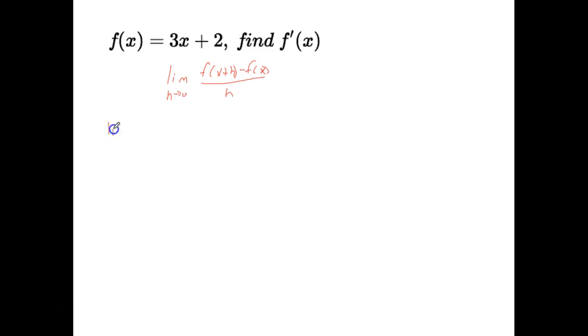So we're going to have the limit as h approaches 0 of 3. Now wherever there's an x, we're putting x plus h. That's what this means. x plus h plus 2. Now look, I'm going to put that in parentheses because that is this whole first portion right here. That's that. I plugged in x plus h wherever there was an x.